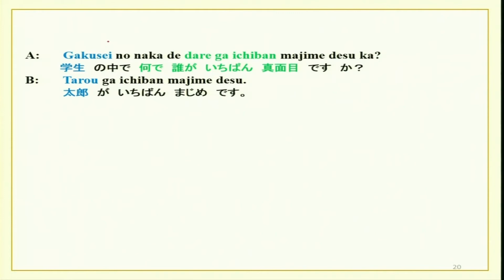Gakusei no naka de, within students, dare ga ichiban majime desu ka? Majime is hardworking. Taro ga ichiban majime desu. So, the answer is that this gakusei is very, very hardworking.